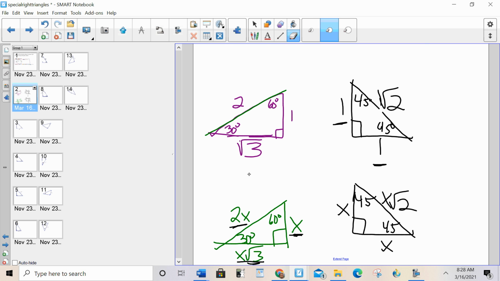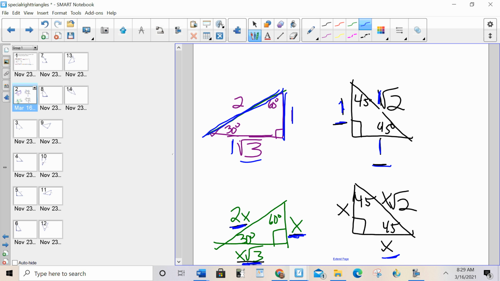So let's recap what we talked about so far. For the 30, 60, 90, the small leg is always half of the hypotenuse. The hypotenuse is double the small leg. And the large leg is the same as the small leg with a rad 3 tacked onto it. And for the 45, 45, 90, the legs are the same, and then the hypotenuse is the same with a radical 2 tacked on.